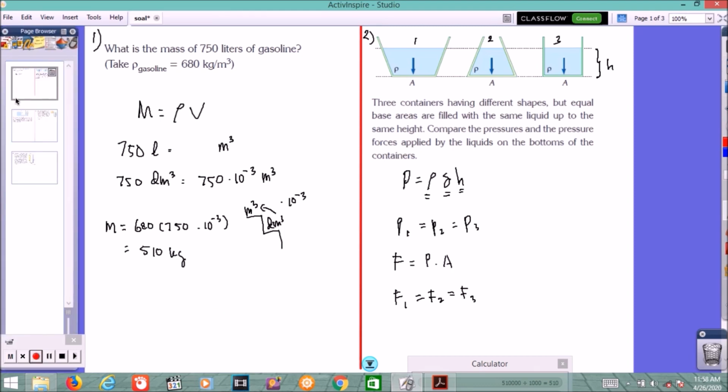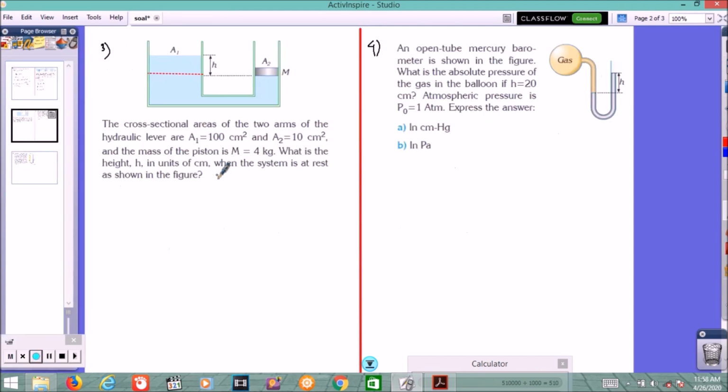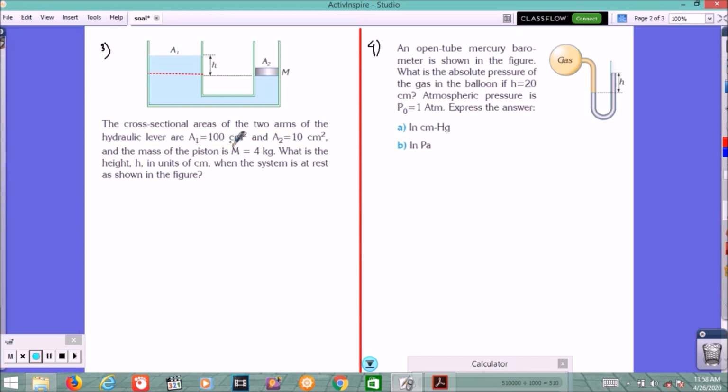Next, number 3. The cross-sectional areas of the two arms of the hydraulic lever are A1 100 cm squared and A2 10 cm squared, and the mass of the piston here is 4 kg. What is the height h in centimeters when the system is at rest as shown in the figure? We are looking for h, the height of fluid in the left arm.